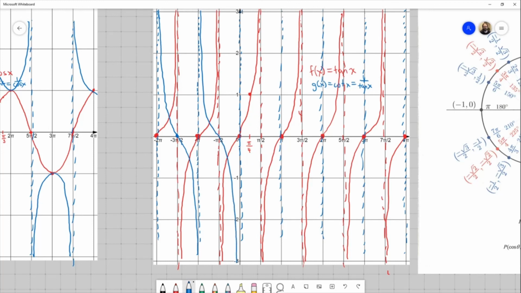Start off large and positive, down through 0, large and negative. So it's kind of like the opposite. It's kind of like a negative cubic shape. If you think of tangent as having a positive cubic shape, then cotangent should have a negative cubic shape.